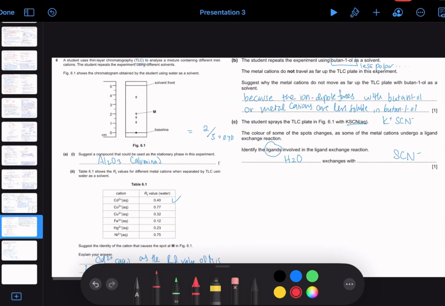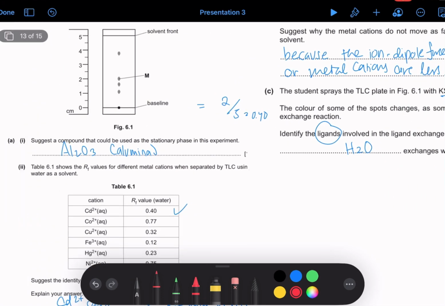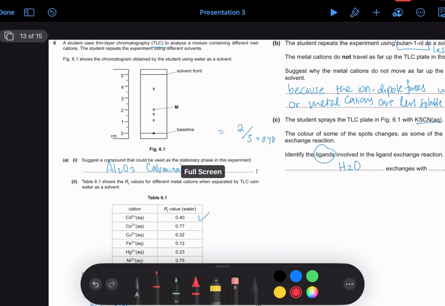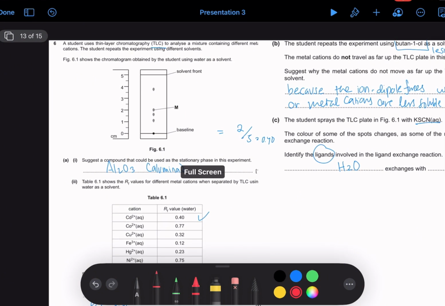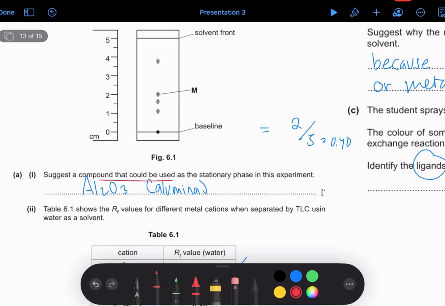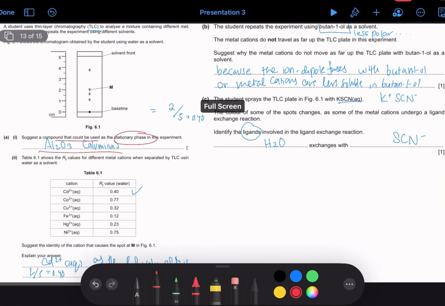Alright, question 13. A student is using thin layer chromatography, TLC, to analyze a mixture containing different metal cations. The student repeats the experiment using different solvents. Alright, suggest the compound that could be used as a stationary phase. Again, we just learned this, Al2O3, also known as your alumina.